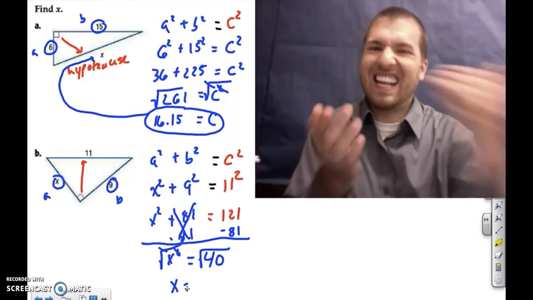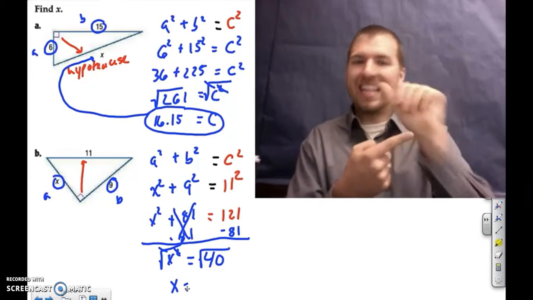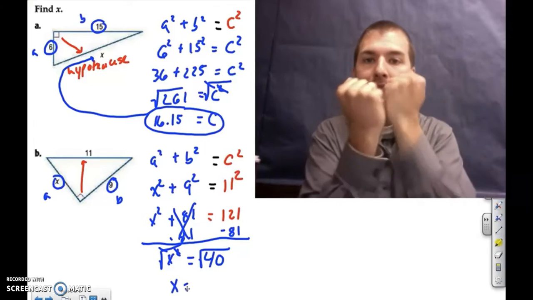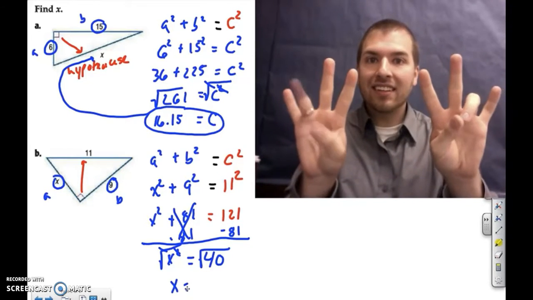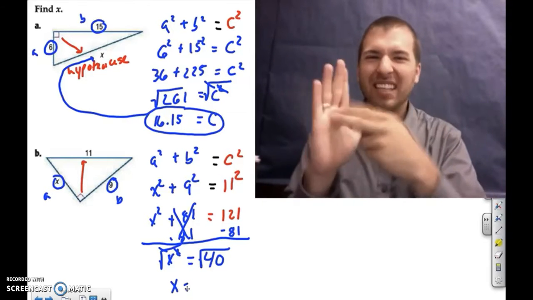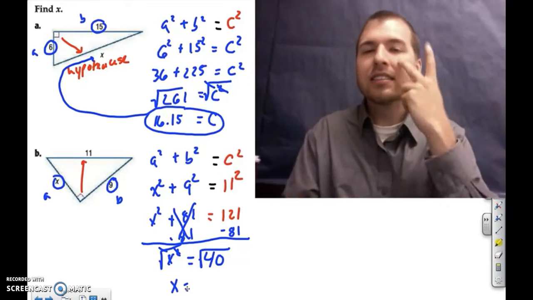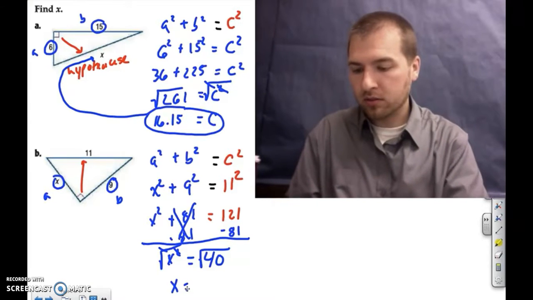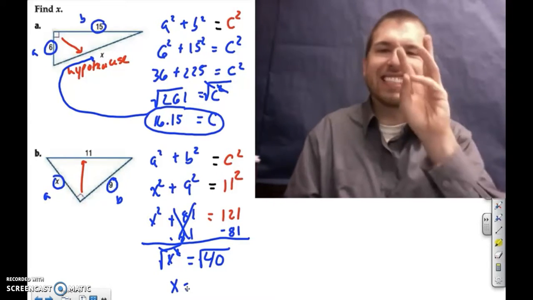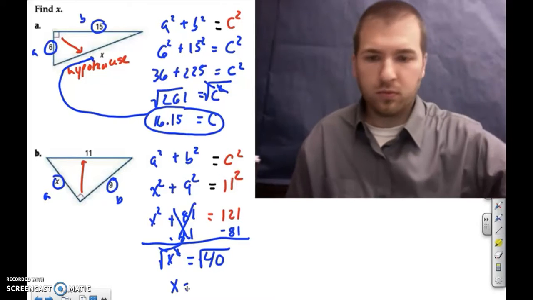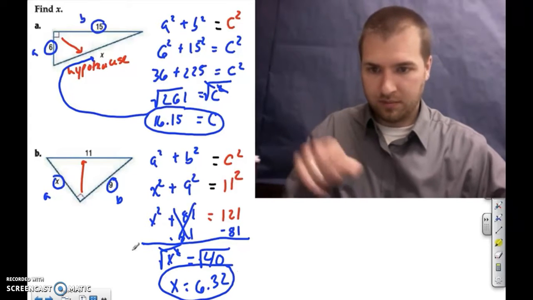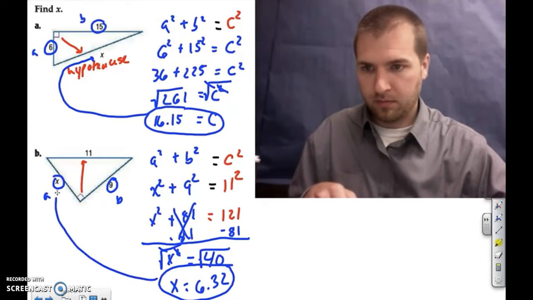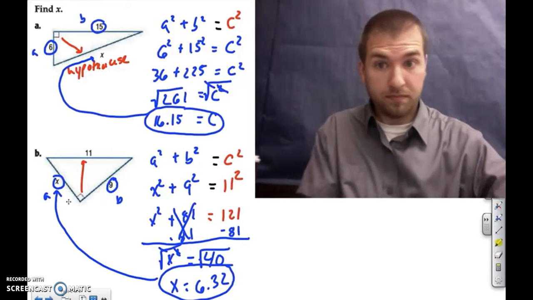So x equals, again, you could probably use a calculator. It doesn't have a perfect square. Like a perfect square would be where when you square root a number, it becomes a whole number. So we're going to use a calculator because we're going to get a decimal with this. So it's going to be 6.32. So that's going to be our x. So that's going to be that side, that leg. Okay.